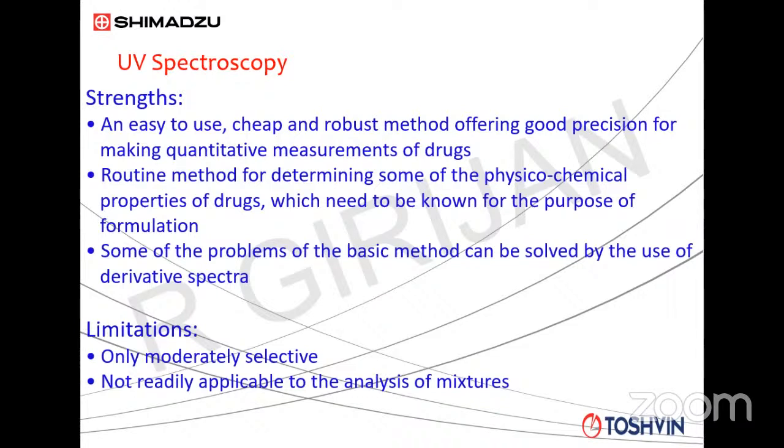Limitations: only moderately selective. That is what I told you, because you cannot differentiate one compound or one molecule from another molecule by looking at the UV spectrum. Both will give almost similar spectra. That's a major limitation.